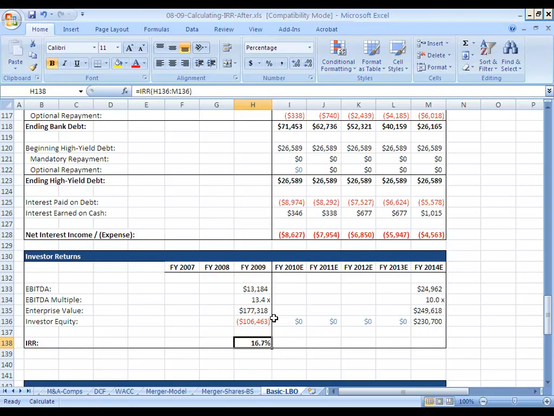If this came out to 2% or 3%, let's say, then we could just immediately look at this and say, okay, there's no way an investor is ever going to go for this because even under reasonable assumptions, there's no way they can get a solid return here.